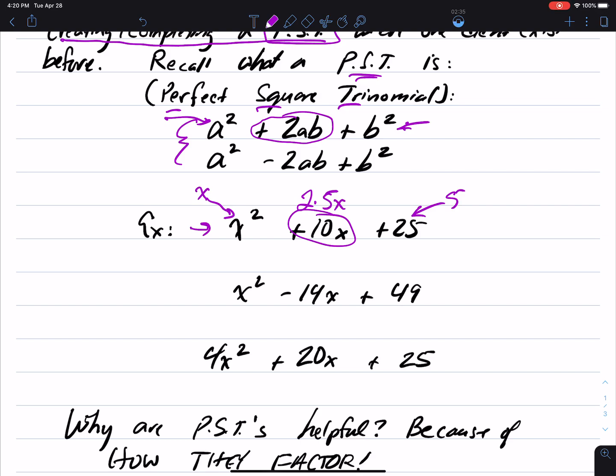Now, why do we like these so much? The reason we like them so much, recall, is how they factor. This factors as x plus 5 squared. We're going to talk more about that in a second.